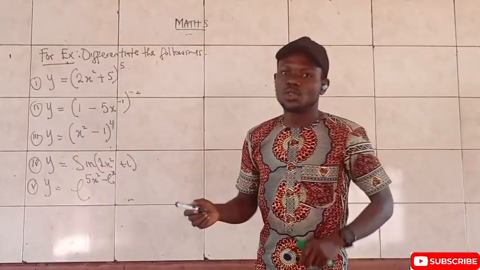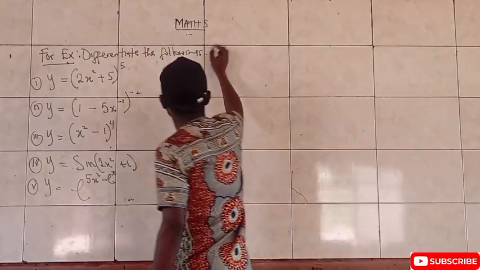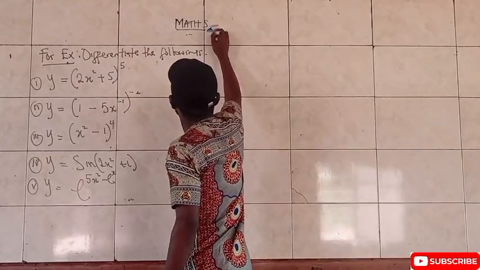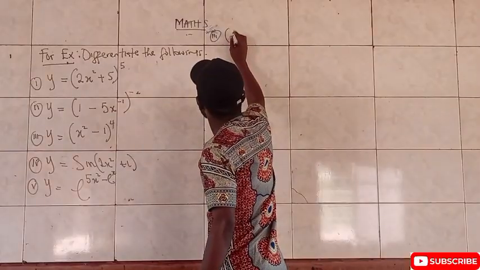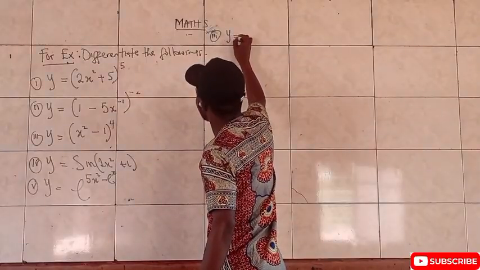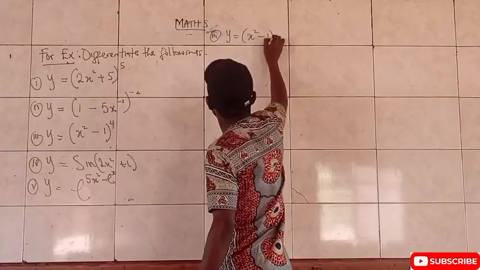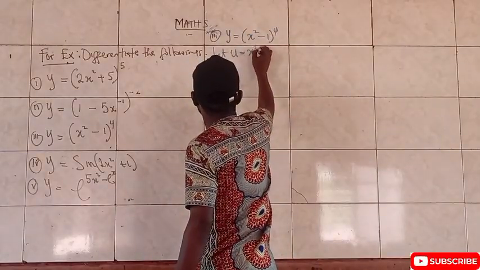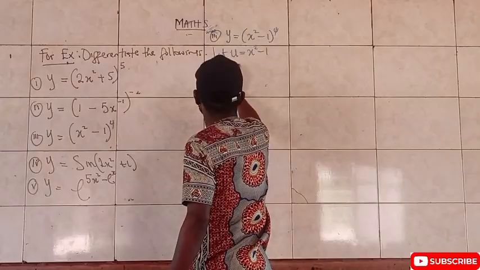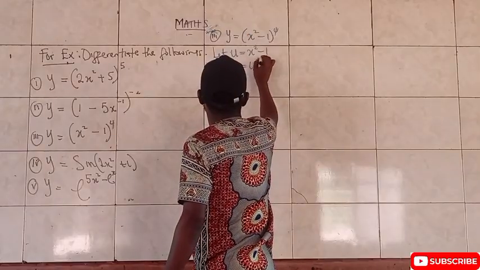Okay, let's solve our three questions now. Look at the third part, number 3. We have y equals (x squared minus 1) all raised to power 4. It's very simple to solve now. Let u equal x squared minus 1. Then y equals u raised to power 4.